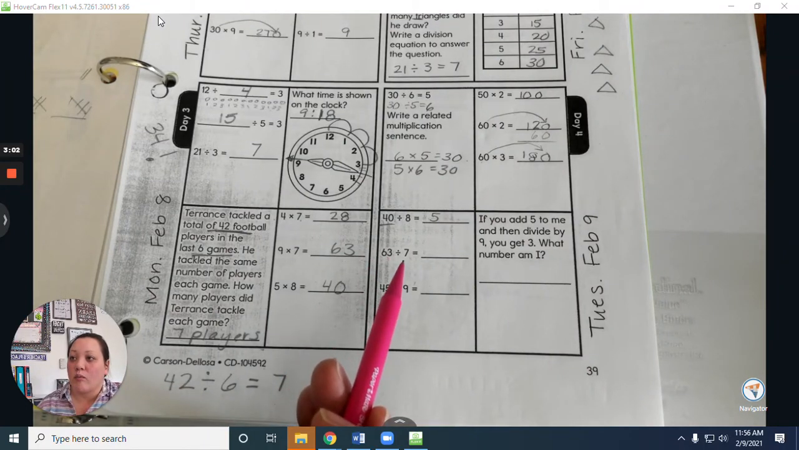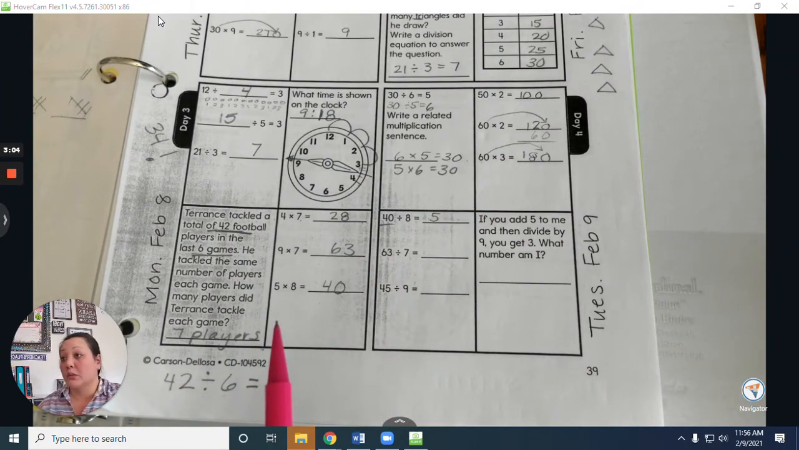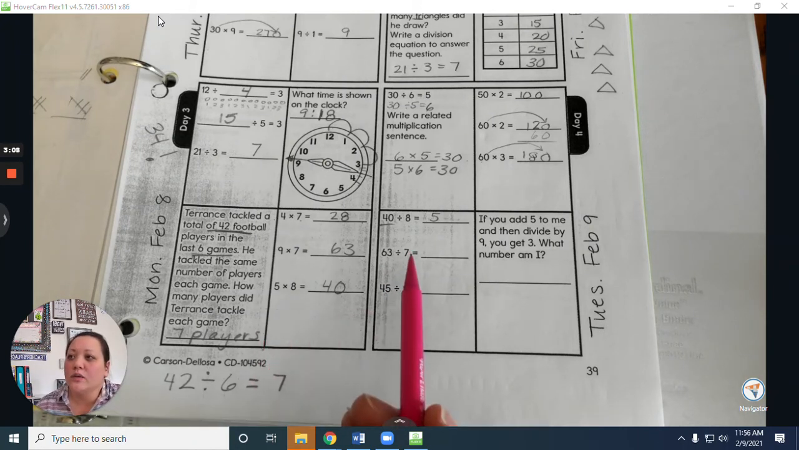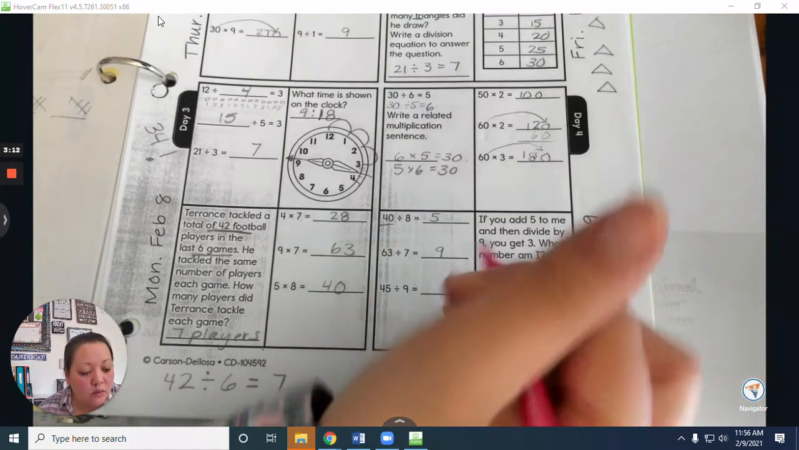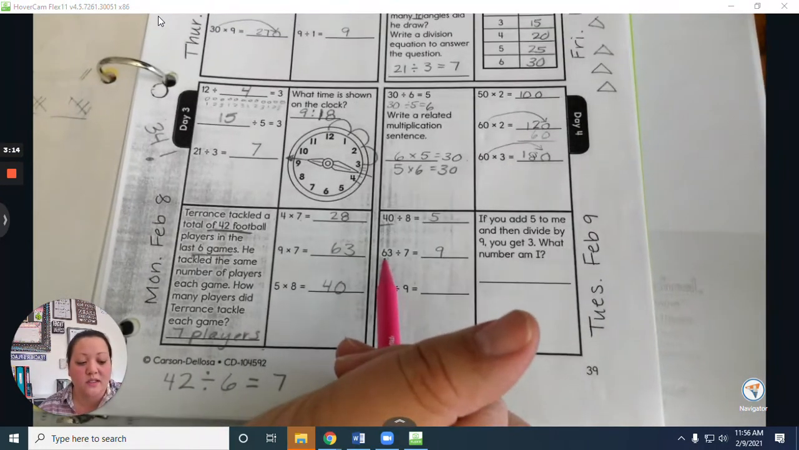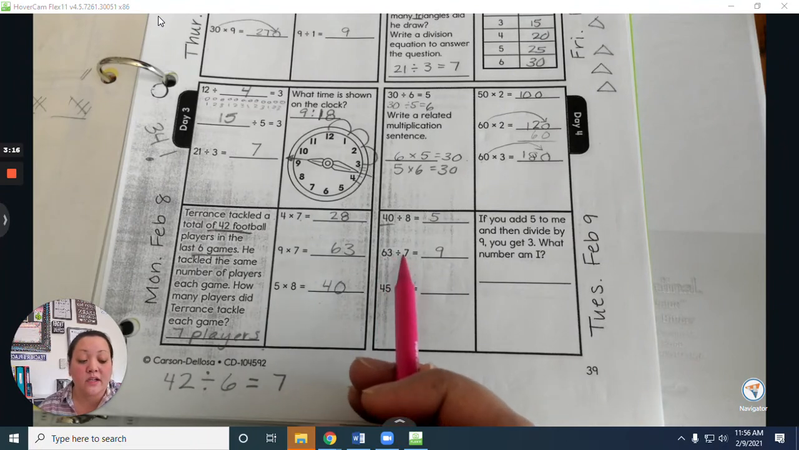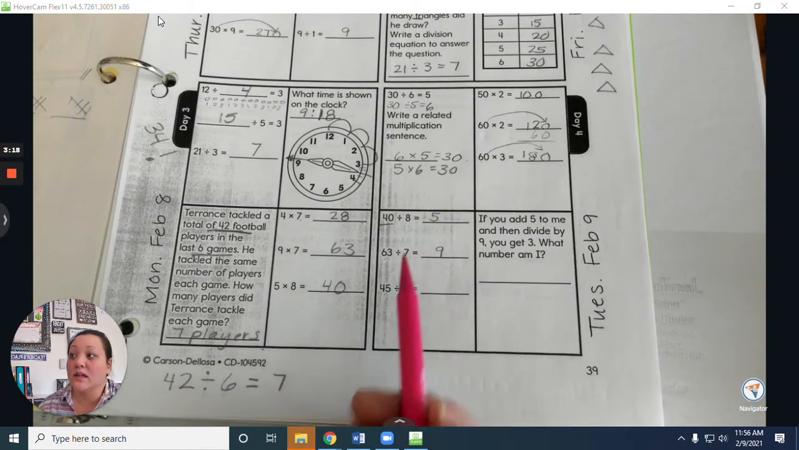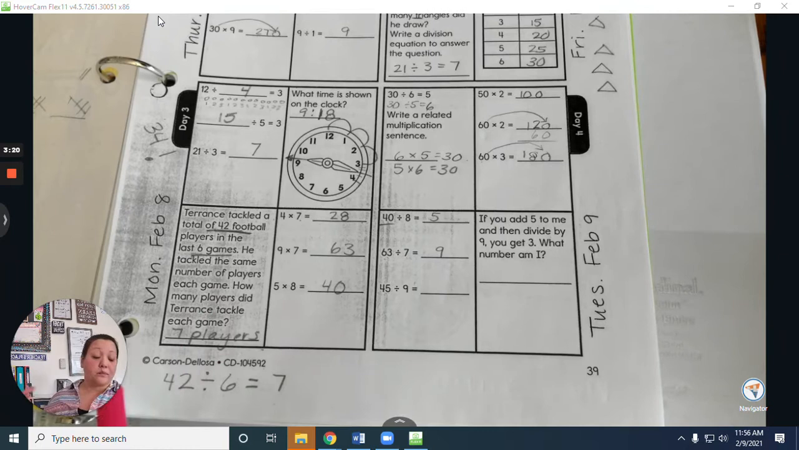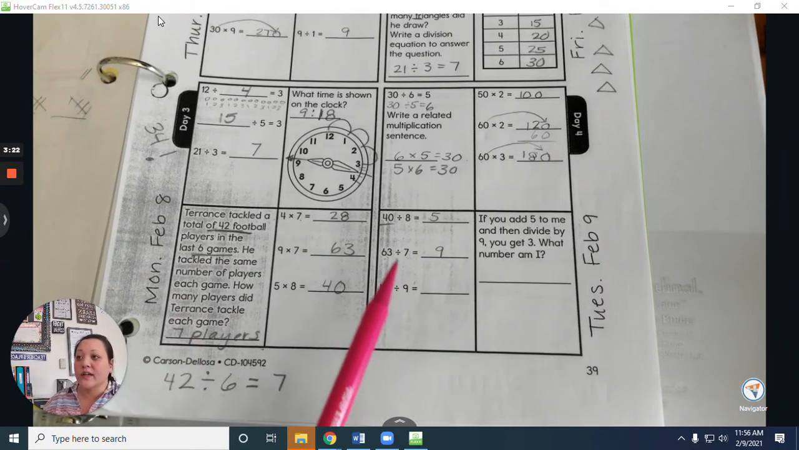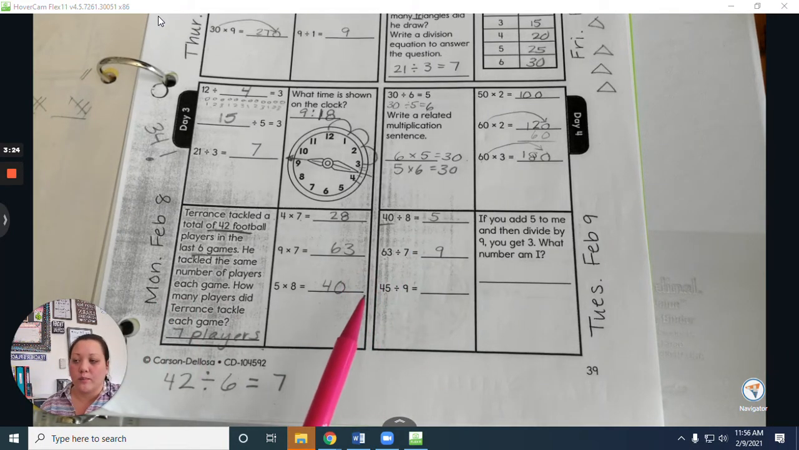63 divided by 7. Okay, well, I don't know what 63 divided by 7 is, but I do know that 7 times 9 gets me 63. So if I have 63 and I divide it by 7, that equals 9. So it's really important how, if you know your multiplication facts, you can figure out division real quick too.